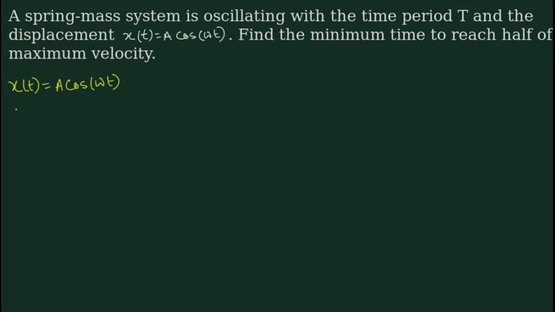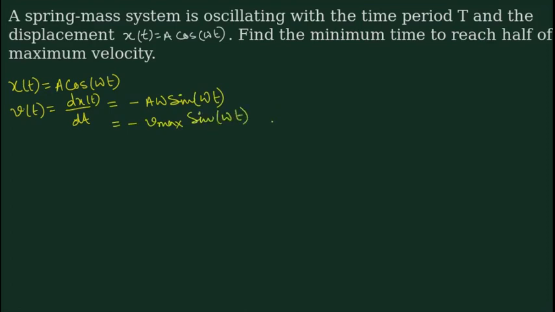Okay. So the velocity will be v(t) equal to dx by dt, that is equal to minus A omega into sine of omega t. Okay. So we can write it as minus v max times sine of omega t, where v max equal to A times omega, because the maximum value of sine omega t is 1, so the maximum value of velocity will be A omega. Okay.